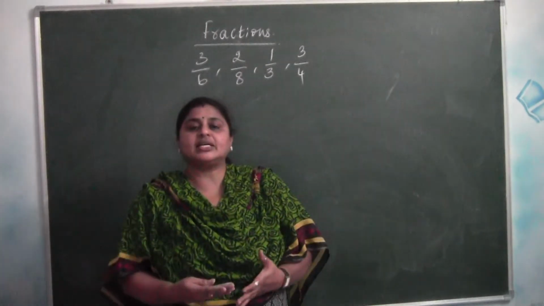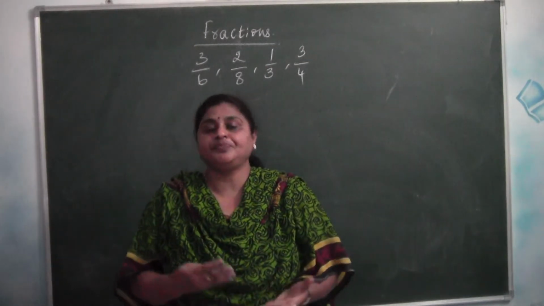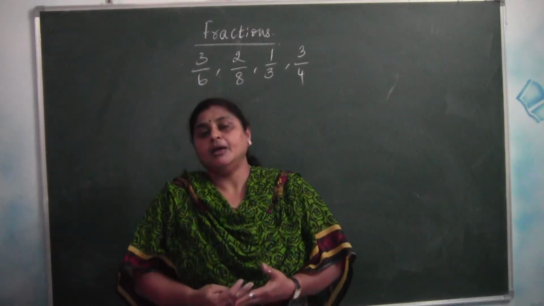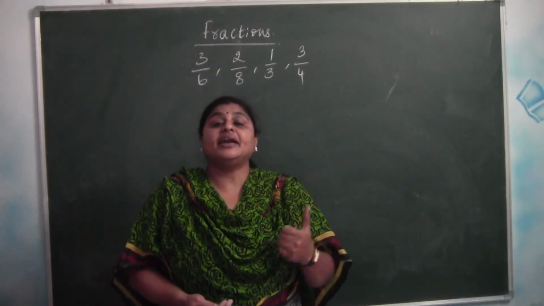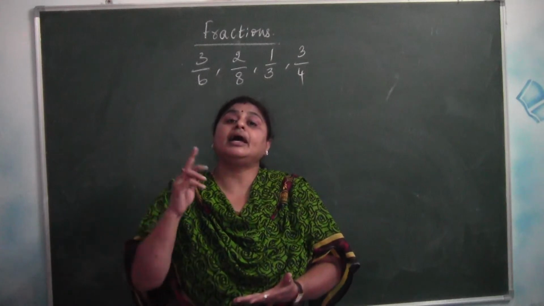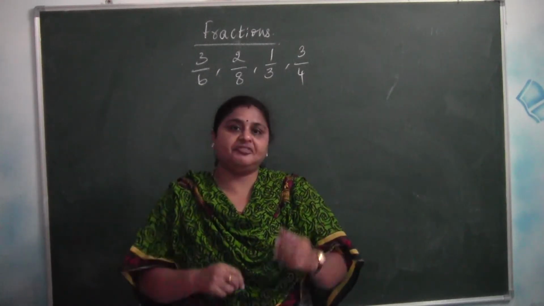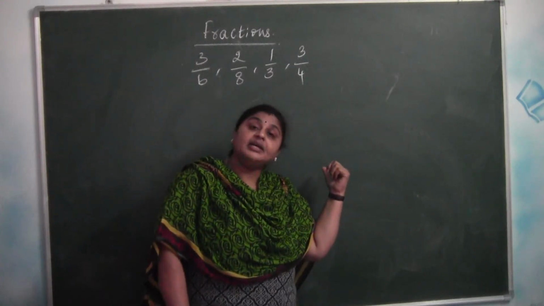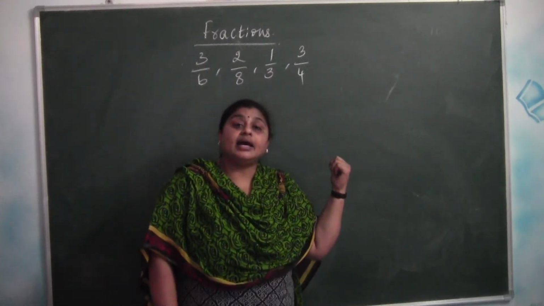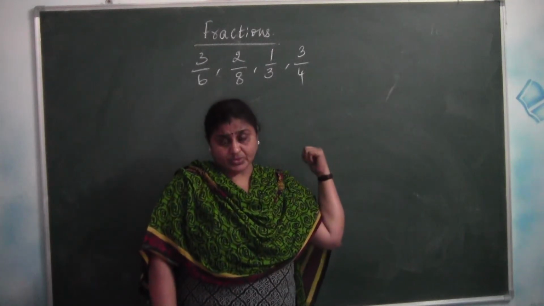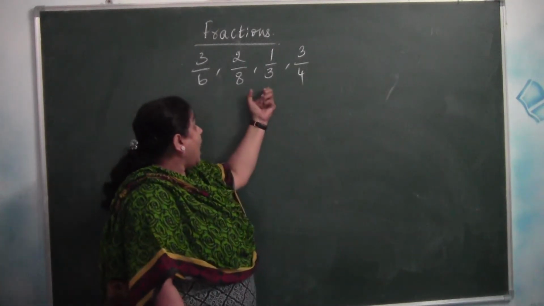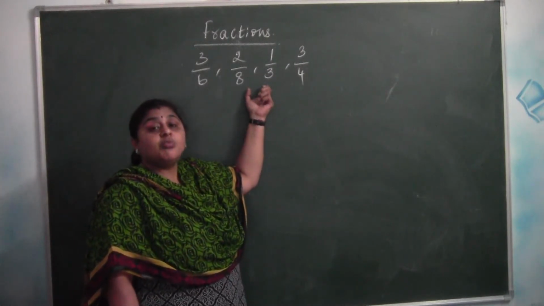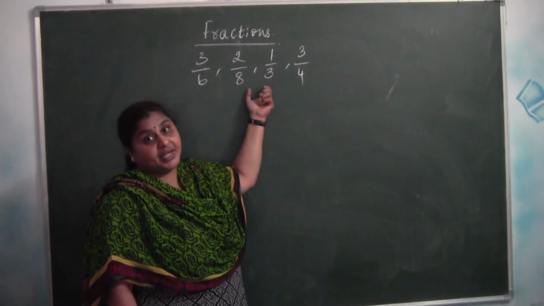So, already we have discussed, if the numerators are same, how to compare? If the denominators are same, how to compare? But now this is case 3, wherein numerators and denominators are different. Now what are these fractions? When denominators are different, these are called unlike fractions. Okay, children, now how are we going to know which is the smallest fraction and which is the biggest fraction?